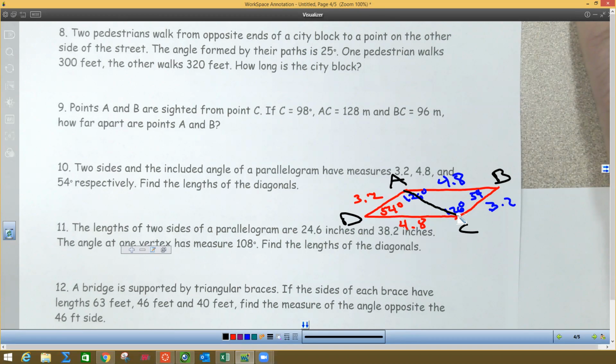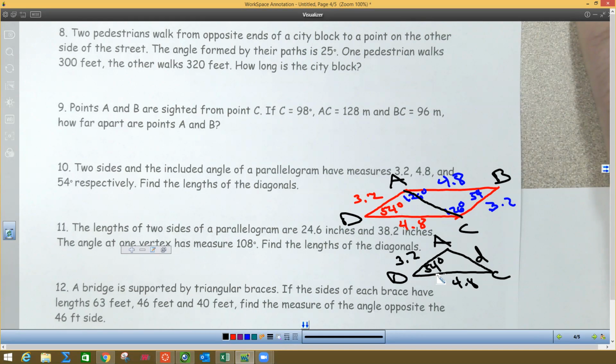So when you're going to do a diagonal, what I recommend you do is draw just that triangle. I'm going to put a D here, an A here, and a C here. I know this part is 3.2. I know this angle is 54 degrees. I know this side is 4.8. I am looking for a little d.